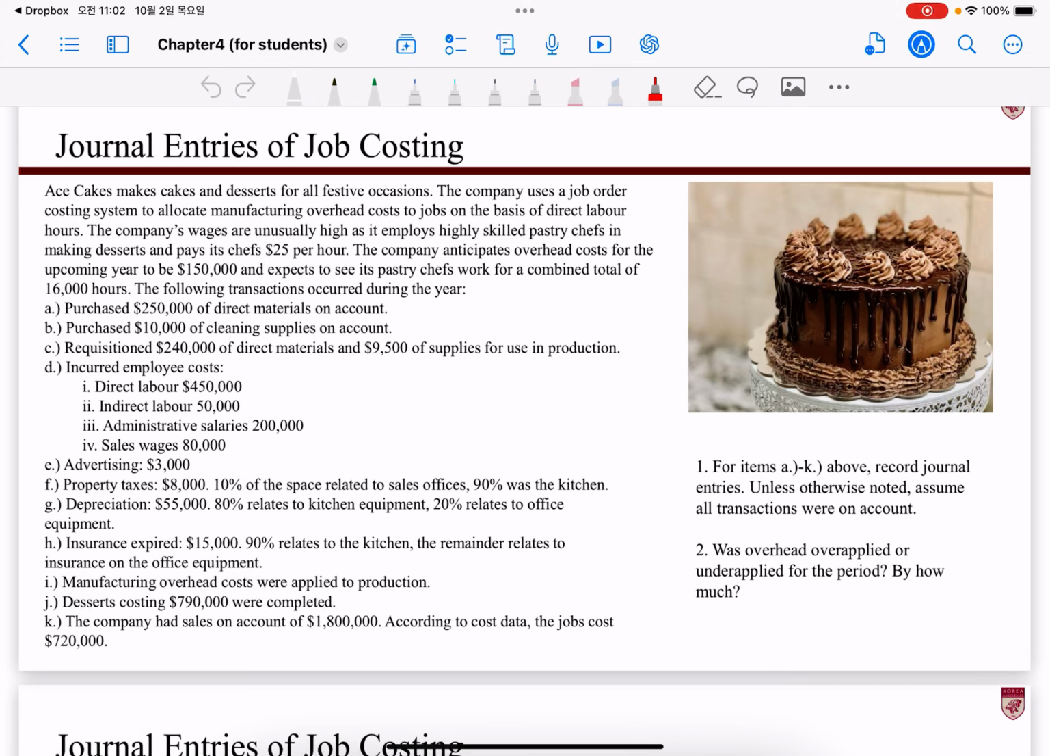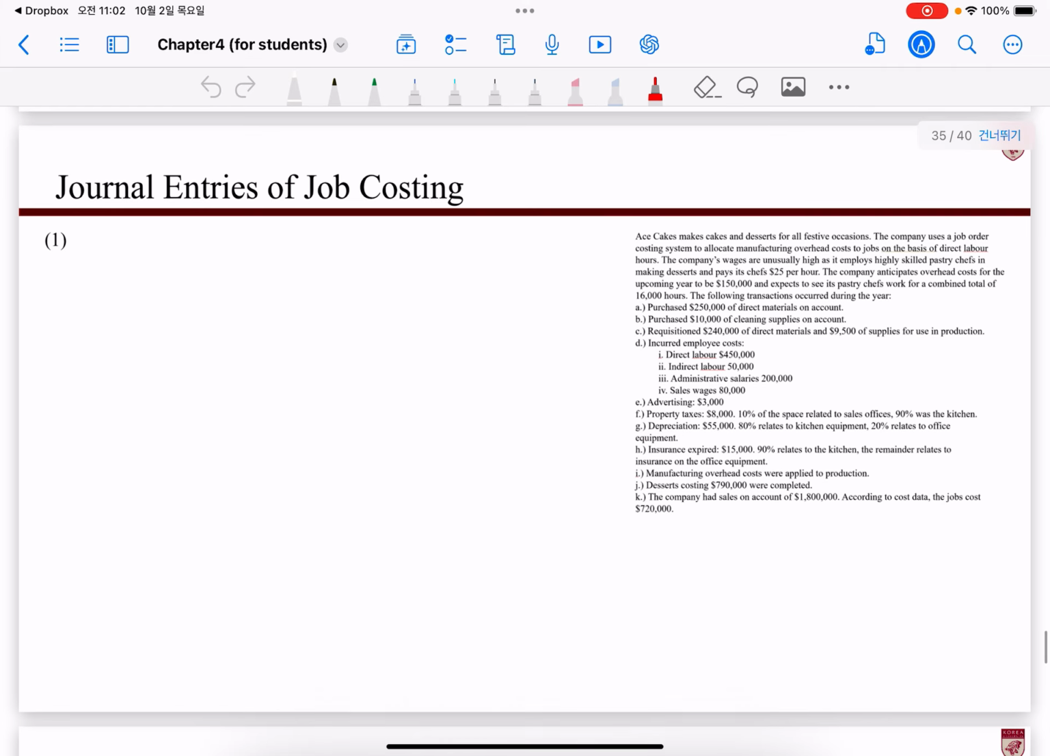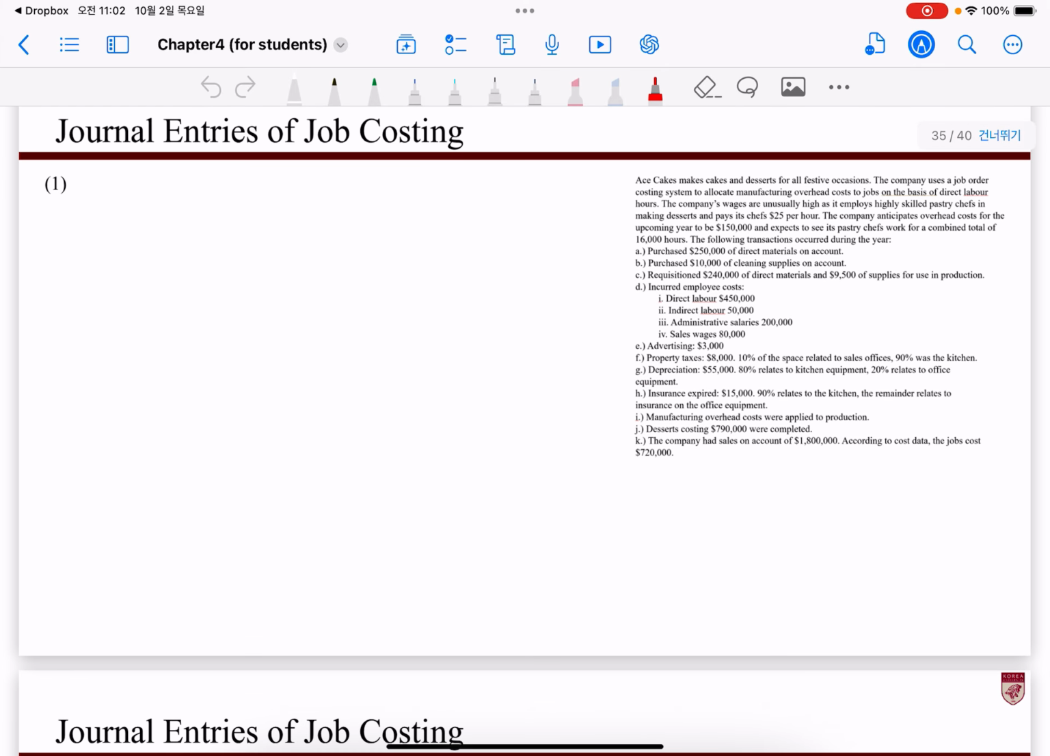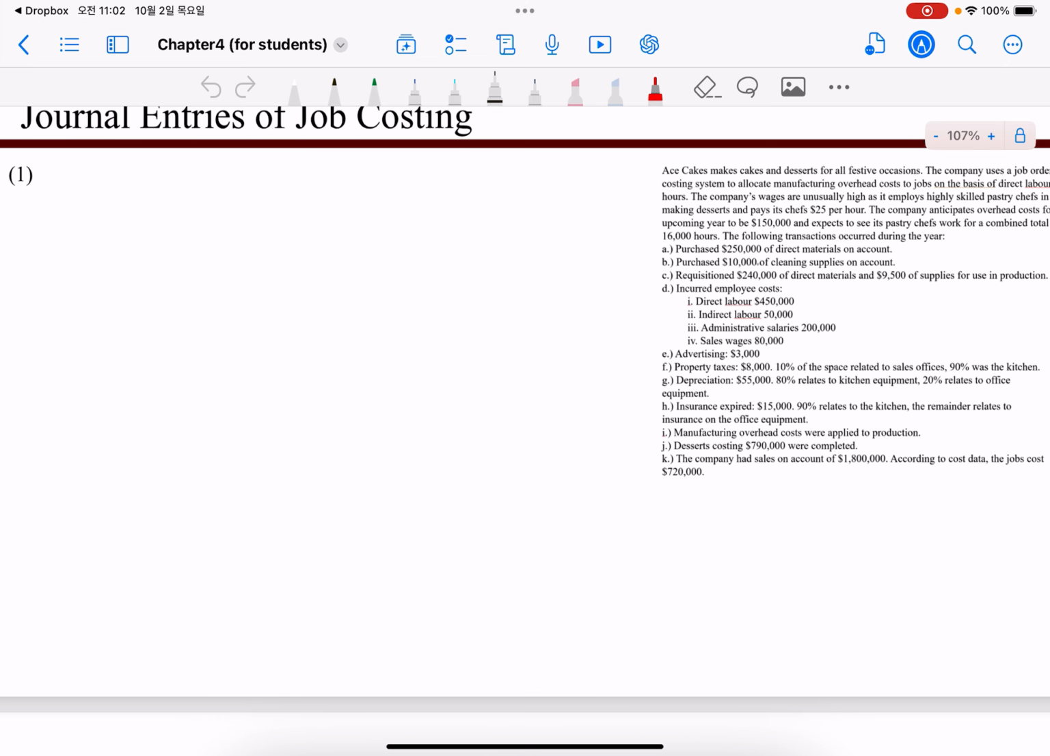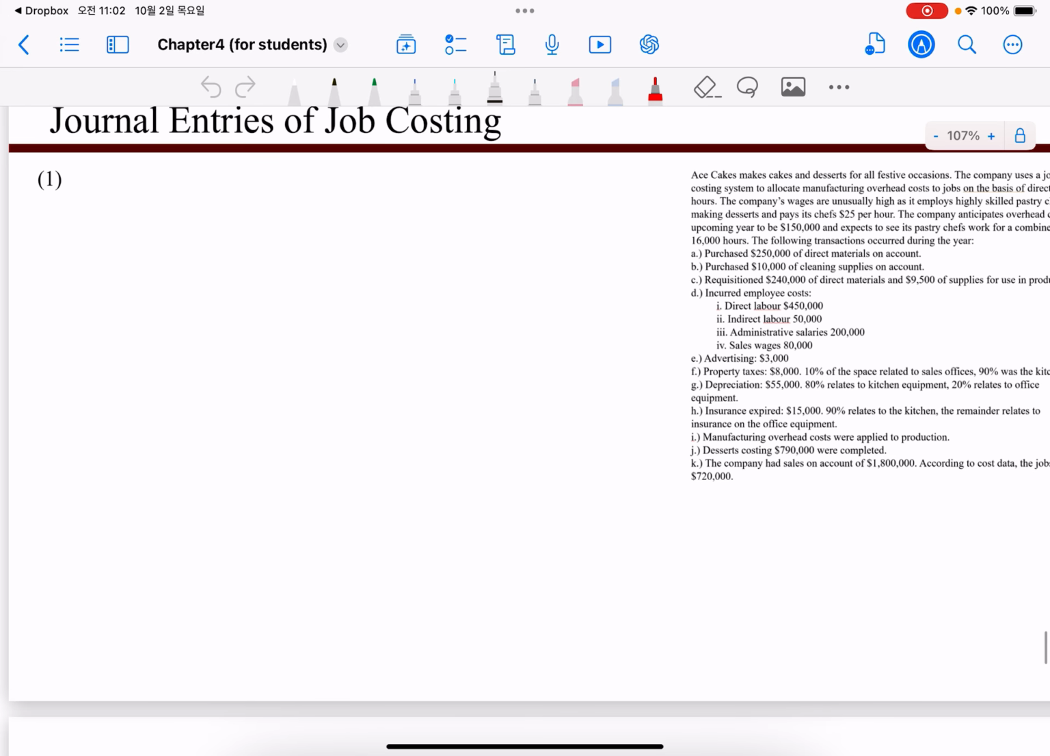All right, so there are two different questions, and one of them is preparing the journal entries. So we're going to go through each item and prepare the entries for each transaction. The first item is purchased $250,000 of materials on account. So when we purchase, we debit the materials control.